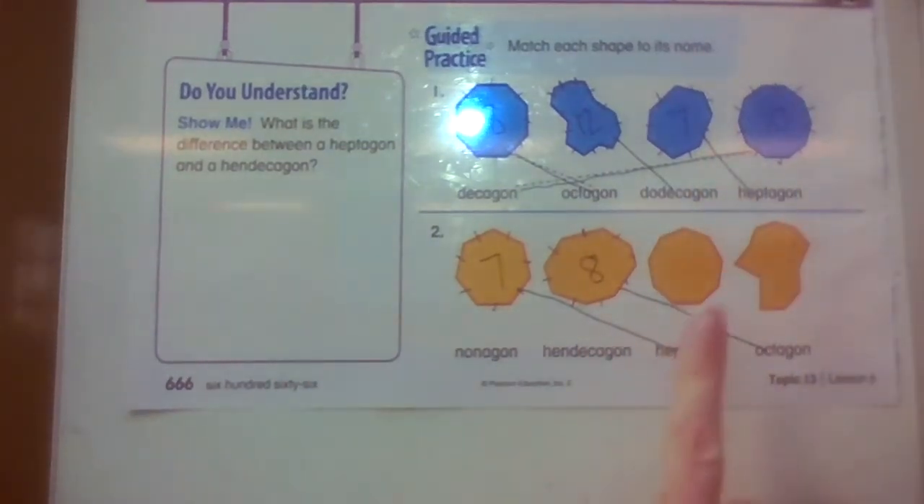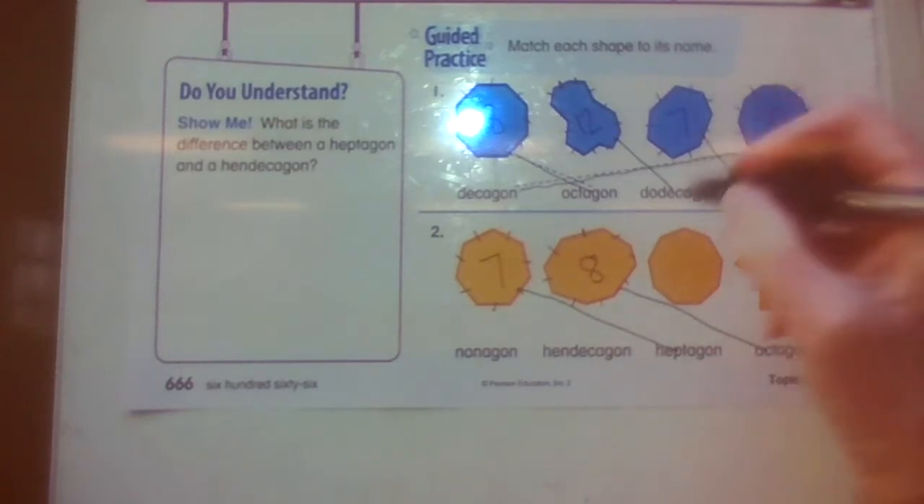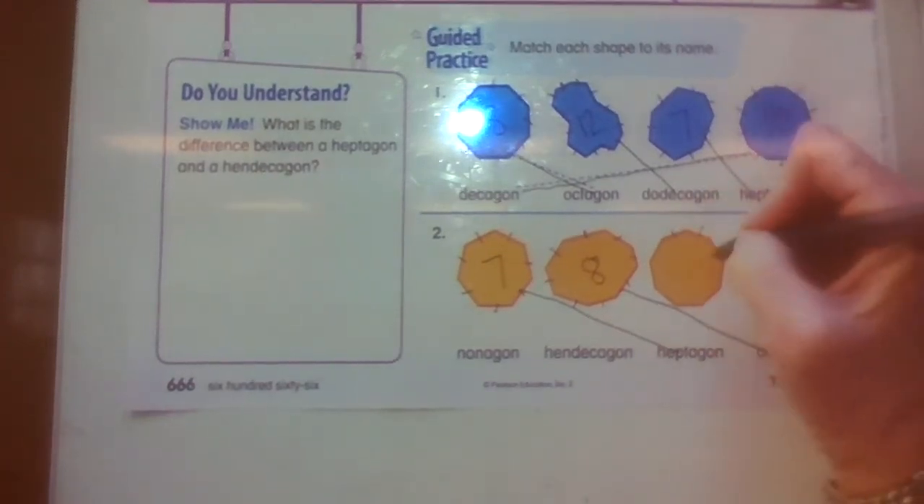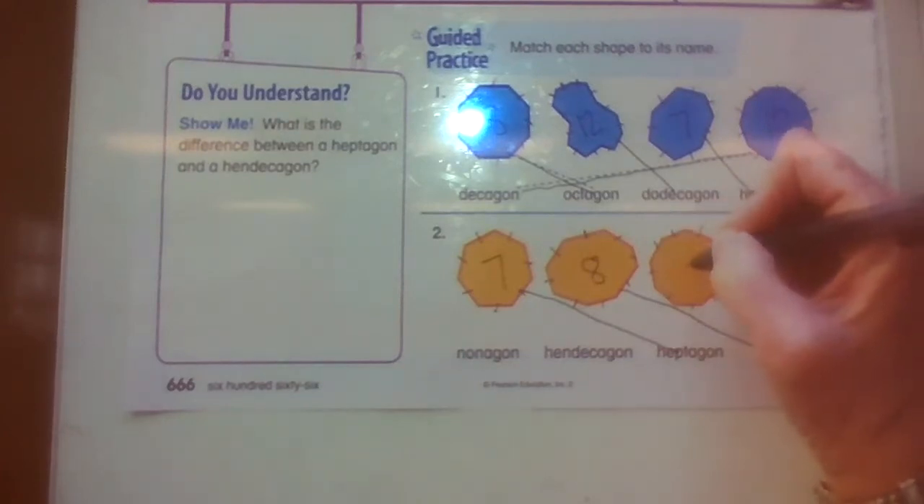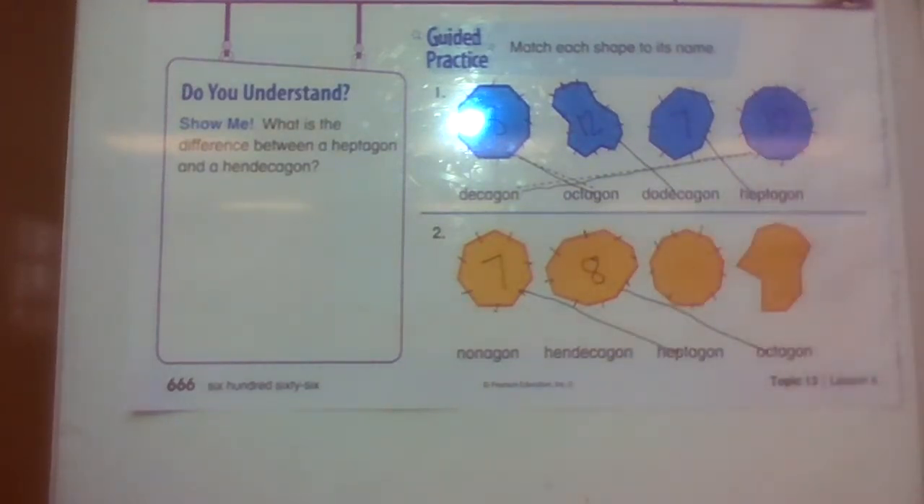All right, now I want you to do the last 2. Put the marks, count the sides, put the number inside, and then draw the line. All right, pause the video and do the last 2.